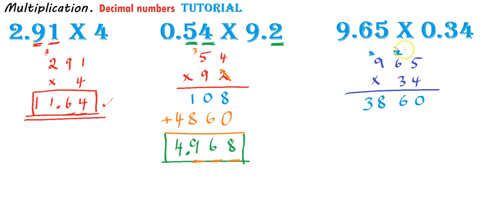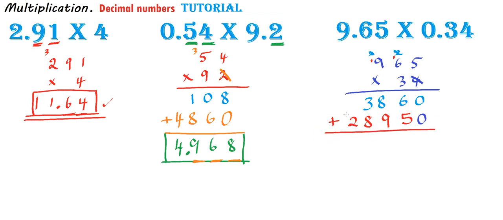Okay, so finish with those guys. Finish with this guy, that's now 0, so I can put a 0 here. 3 times 5 is 15, so the 5 goes here, the 1 gets carried. 3 times 6, that's 18, plus 1 is 19. And 3 times 9 is 27, plus 1, 28.